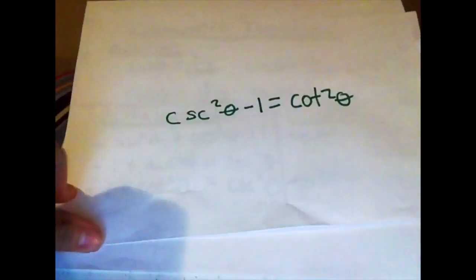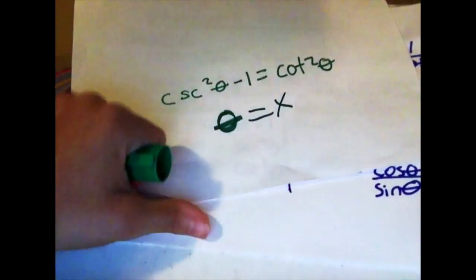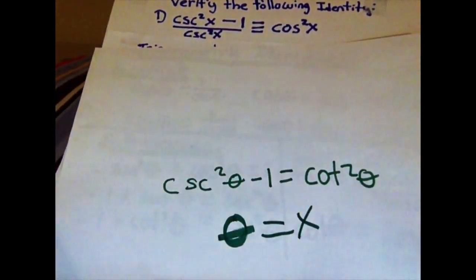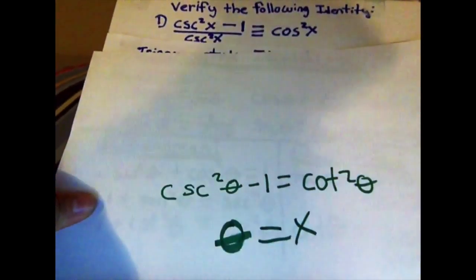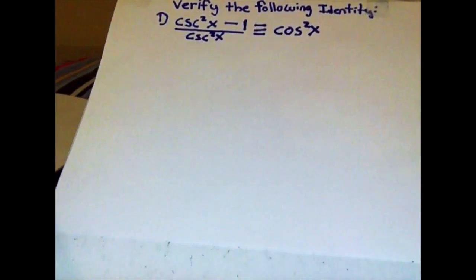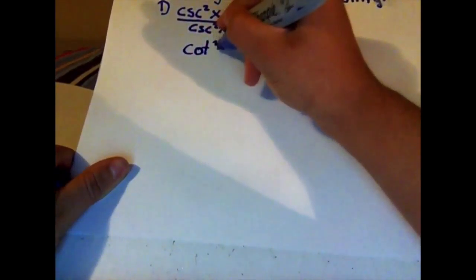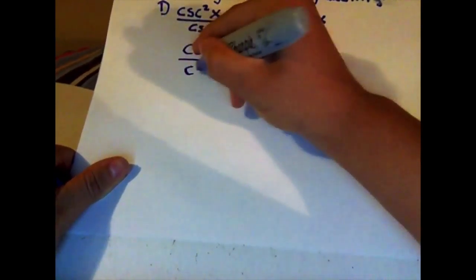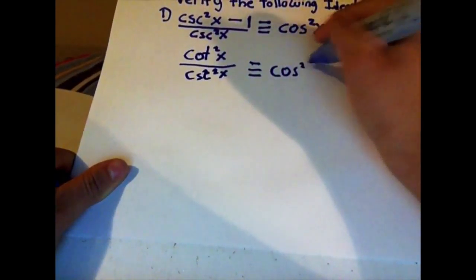Now keep in mind that delta is equal to x in this problem. So let's switch cosecant squared x minus 1 to cotangent squared x. So it would become cotangent squared x over cosecant squared x is equal to cosine squared x.